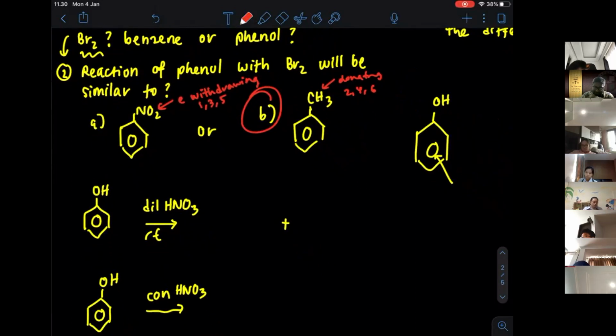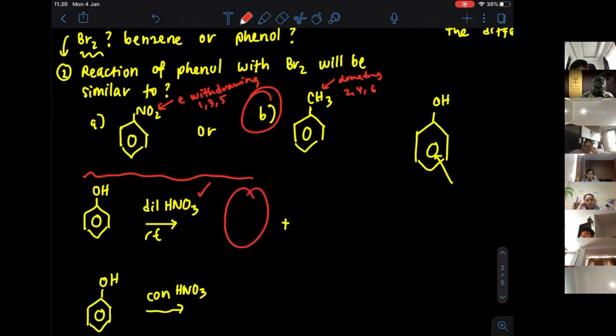Do remember, another reaction apart from Br2 is nitration. Normally for nitration, we need concentrated H2SO4, concentrated nitric acid, 55 degrees Celsius, reflux. But because phenol is more reactive, you do not need concentrated sulfuric acid. Dilute nitric acid is enough, and the reaction can give you this nitrobenzene. Refer to the reaction.